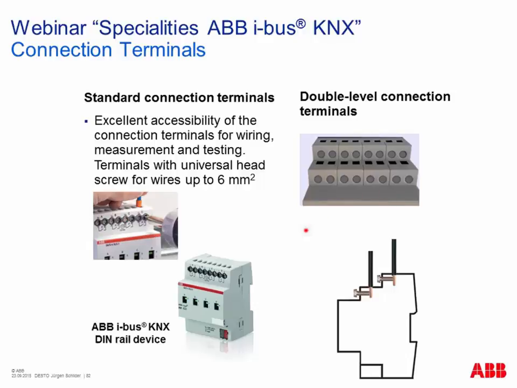Sometimes there is a discussion about reducing the size of a housing by having the same channels. How can you do it? You can use a housing with double level connection terminals, here, for example, channel A behind channel B, channel C, channel D, and so on.